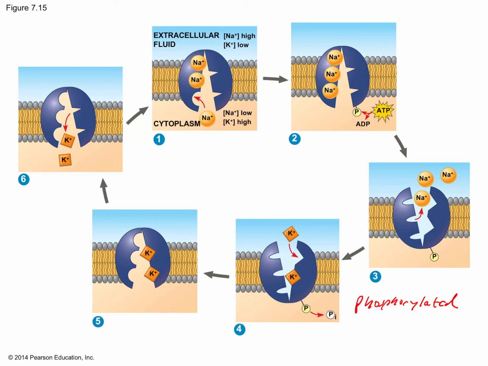It comes away, the energy comes back out of the protein, it goes back to its original shape where it's now open to the inside, closed to the outside, and it sort of ejects the potassium ions to the inside where they are in higher concentration. So they've moved from low concentration outside to high concentration inside against their gradient.